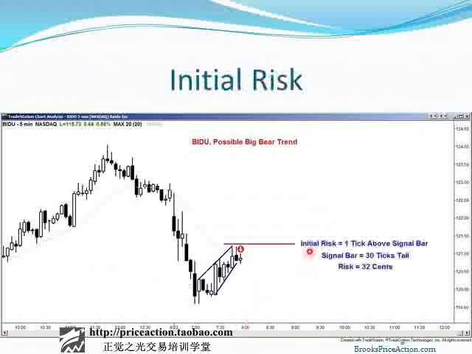Okay, so if you're going to use your defaults, your initial risk is at 1 tick above the high of the signal bar. If the signal bar is 30 ticks tall, your risk is 32 cents. You entered 1 tick below, your stop is 1 tick above.